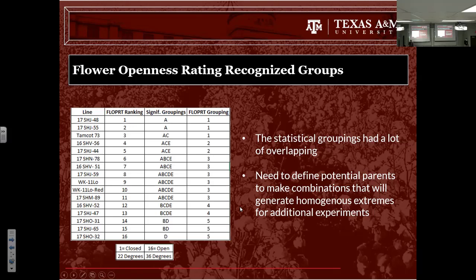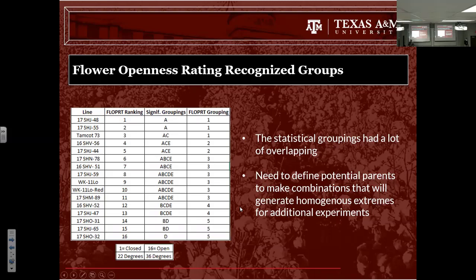And as we can see here, we got 17 SHJ48 and 17 SHJ55 standing out a little bit. And then at the bottom, we have 17 SHJ32 standing out a little bit. So they tended to overlap a lot, especially in the middle of the data.